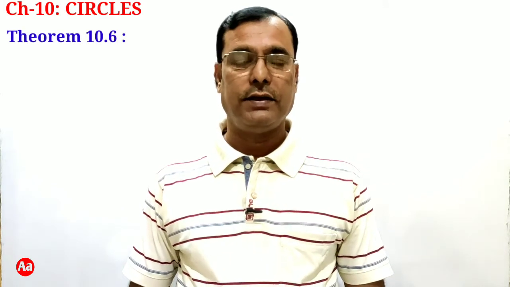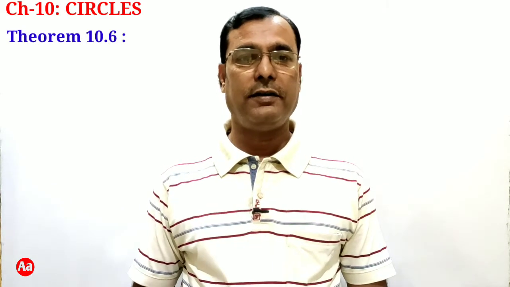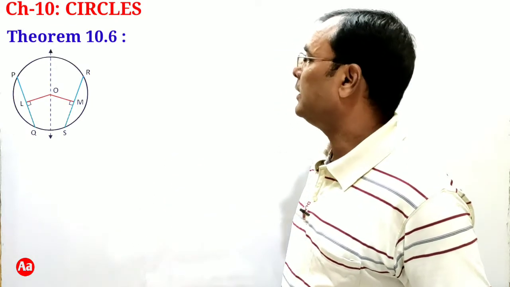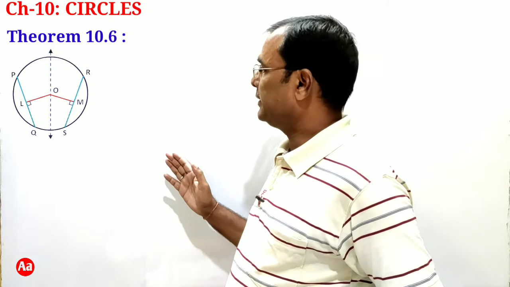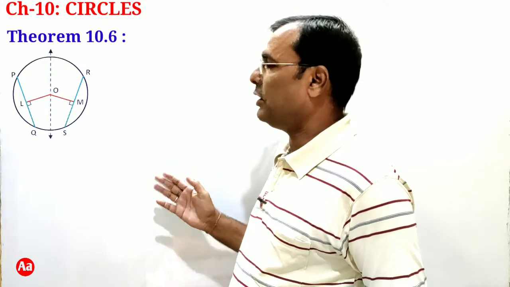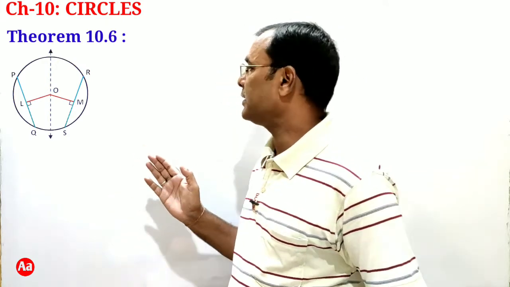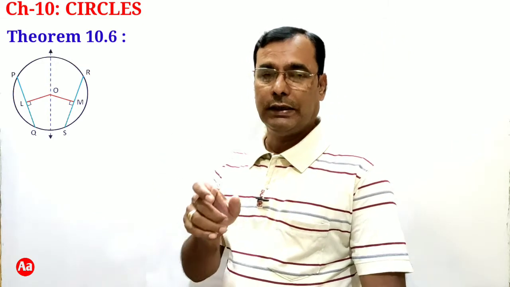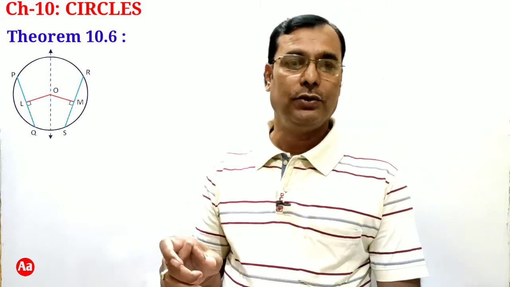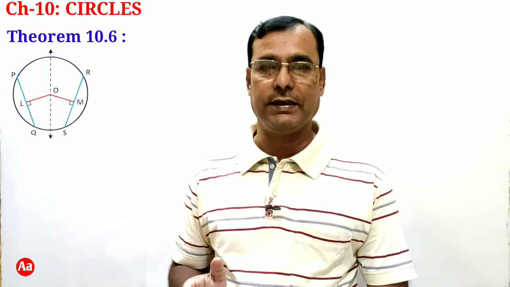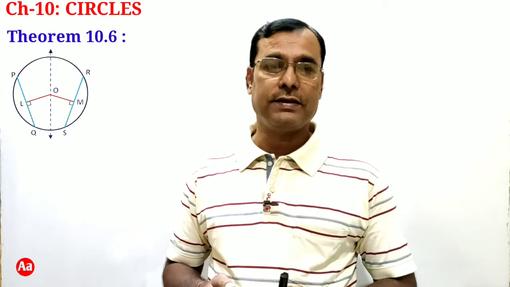Theorem 10.6. Equal chords of a circle or of congruent circles are equidistant from the center. In this figure, PQ and RS are two equal chords of the circle with center O. OL and OM are distances of the chords PQ and RS from the center O. Since chords PQ and RS are equal, therefore OL and OM will be equal, because equal chords are equidistant from the center. Even the converse of this is also true.